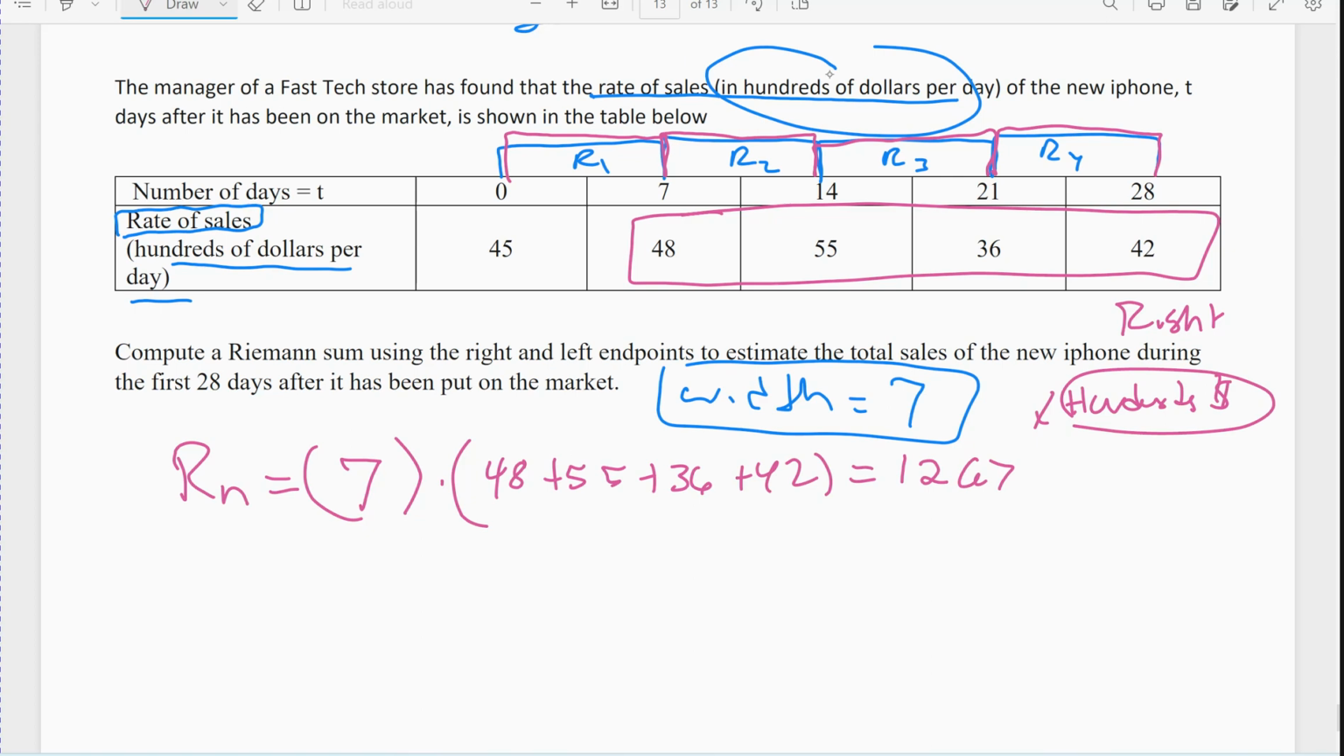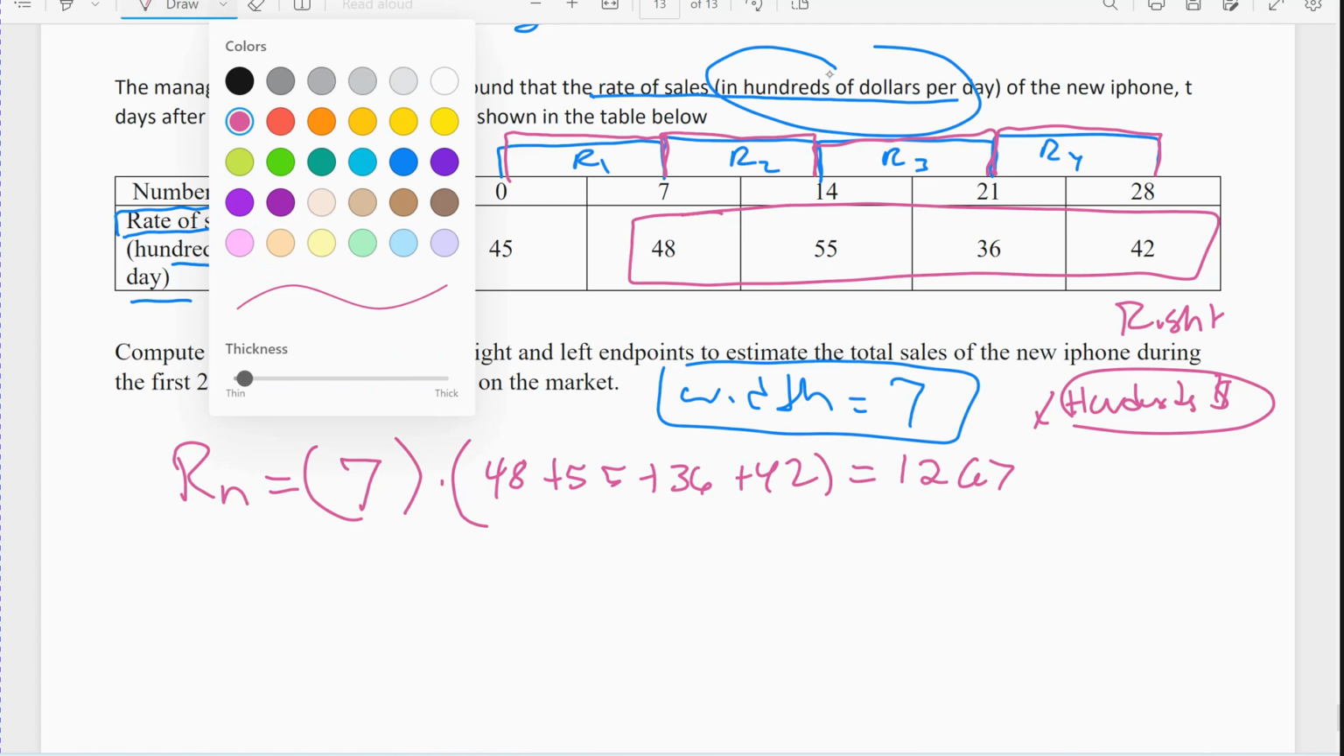All right, so that's the right, which again, at this point, I don't know if it's a high estimate or low estimate, although based on my numbers, I'm going to guess that's my low estimate because I'm going to change 42 and 45. So actually, left and right's not going to be that much different. There's only a 3-unit difference.